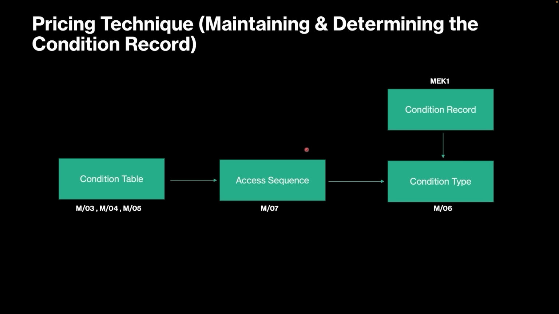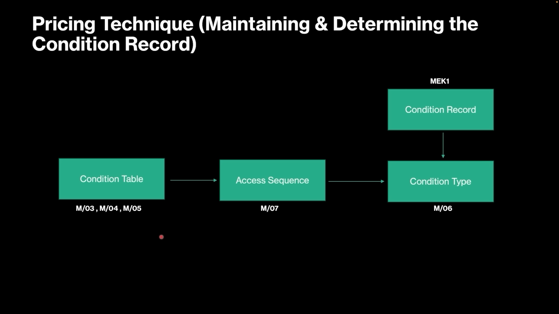Now to save the condition record against this condition table and to retrieve these condition records from the system, you have a central element which is called the access sequence. This access sequence basically contains a list of all these condition tables arranged in a particular sequence. This access sequence is entered in the configuration of the condition type. When you try to maintain the condition record of this condition type, the system will call this access sequence. Against this access sequence, you will have a list of all the condition tables which the system will propose on the screen, and against your required condition table, you will maintain the condition record.